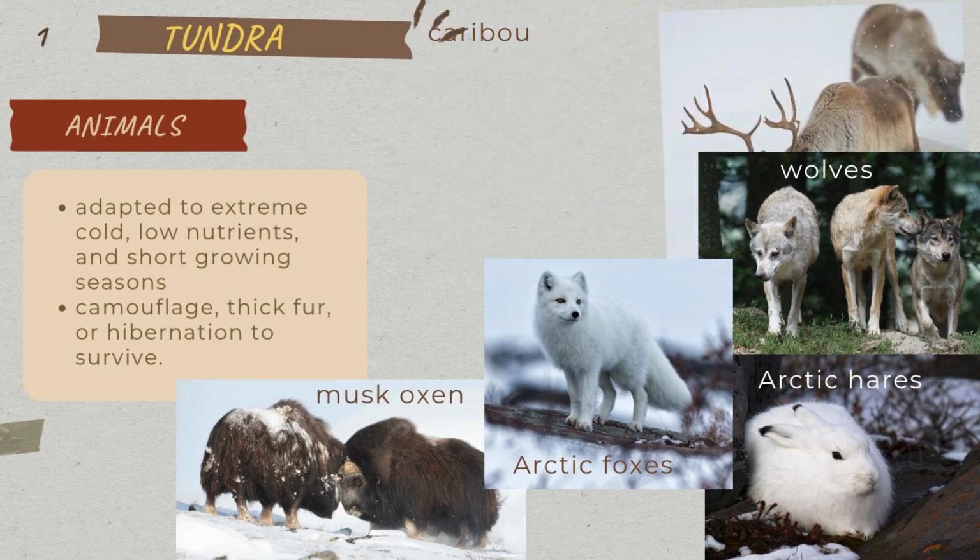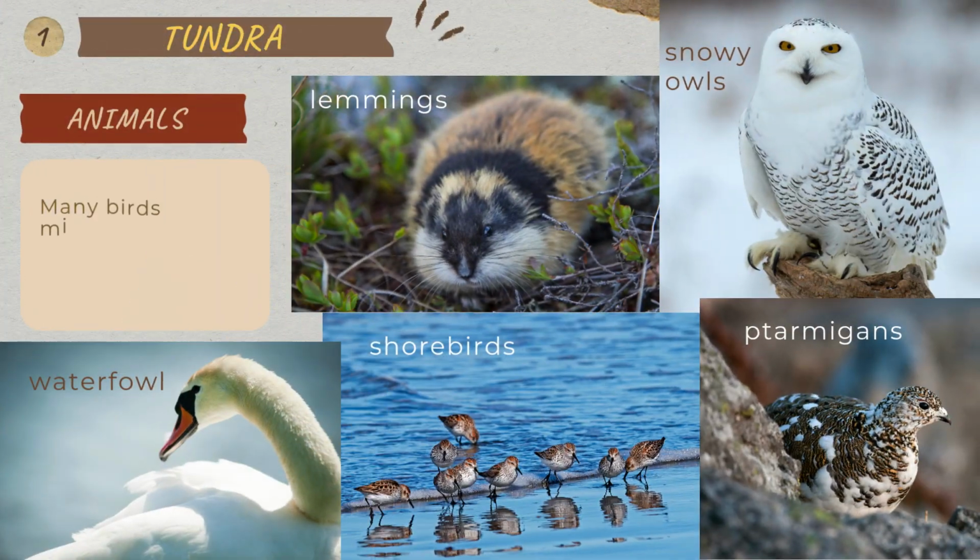Okay, so let's now proceed to other examples of animals that can be found here. This slide has the following examples. We have waterfowl, shorebirds, ptarmigans, and snowy owls. And we also have lemmings, though the majority of these are birds, and birds here tend to migrate towards the south. Okay, those squirrels and bears that are present in the tundra also practice hibernation.